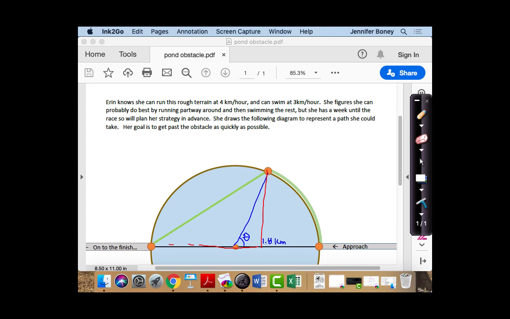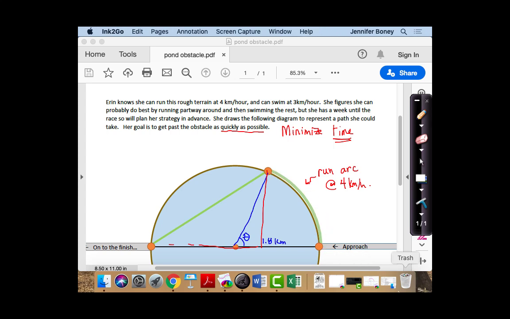By setting up this angle theta here, I've got running along this arc. Aaron can do this at 4 kilometers per hour. I would like to know its distance, because if I know a distance and a rate, I should be able to find the time required, because we're going to try to get by this as quickly as possible. I should be able to figure out how long it's going to take her to run this.